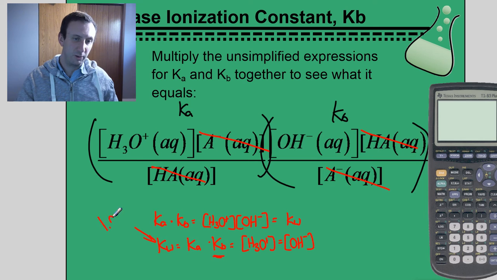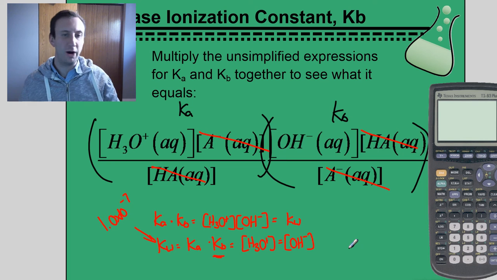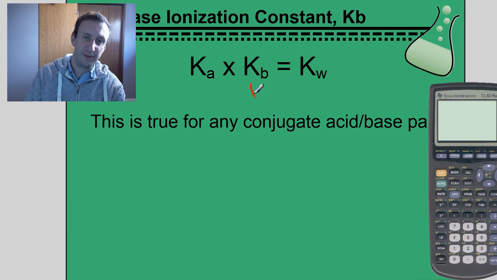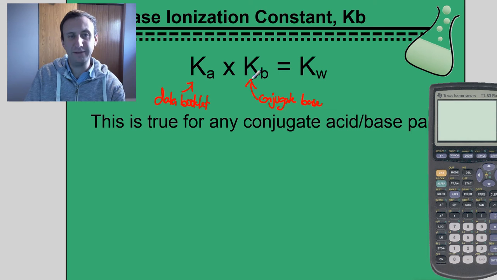And then Kw, of course, is your 1.0 times 10 to the negative 14, which is your water ionization constant. All right, so this is true for any conjugate acid-base pair. Now, I can't stress enough that this is for the conjugate base of the acid that I find in the data booklet. So on the same line in the data booklet, that is the base, and then I can use this expression to actually find the Kb.